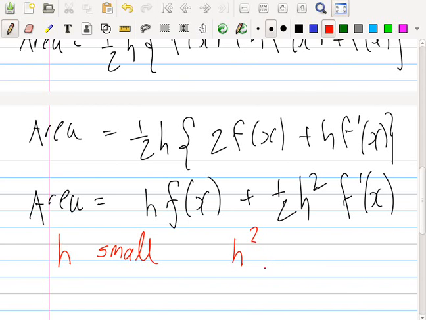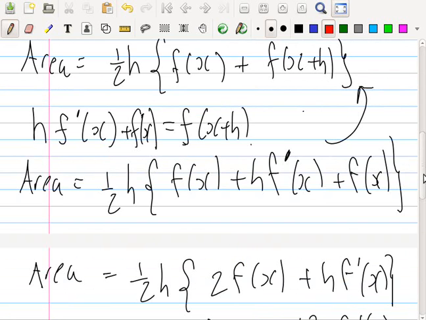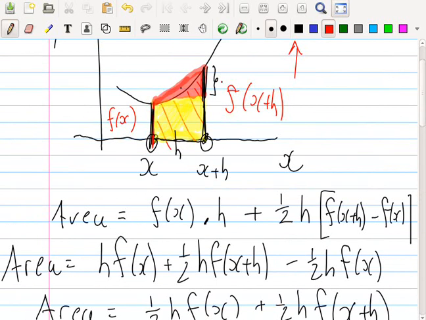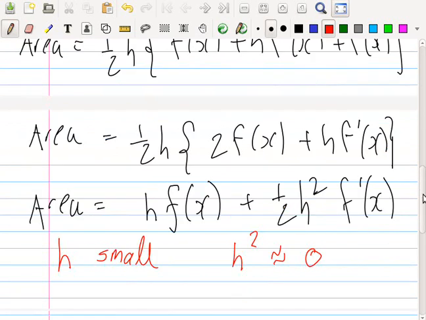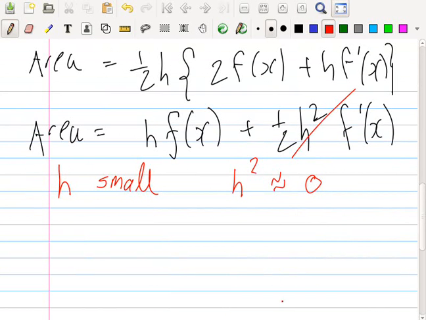Because if you think about 0.5, 0.5 squared is 0.25. So when you square a small number, it gets smaller. So if h is small, then h squared would be even smaller. Remember at the very beginning I said that this area is only approximately this. So it's fine if I want to drop this piece at the end. In other words, terms with h squared in them are so small that they're not so important, you can drop them. So I'm left with this.